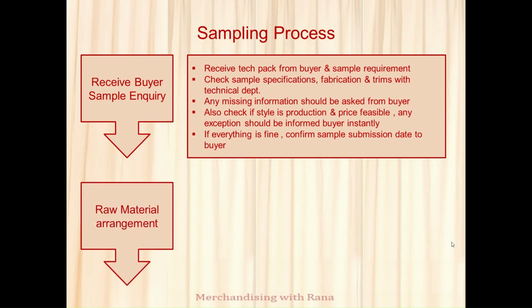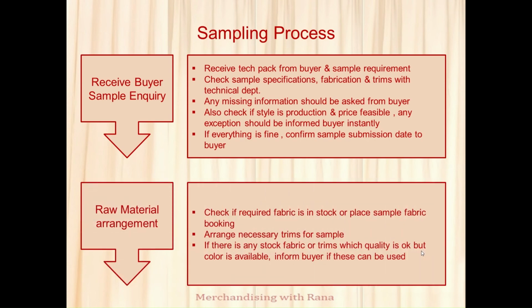Then raw material arrangement. You have to check in your store whether any fabric or trims is available in your stock or not. If not, then you have to place sample fabric booking. Also, you have to arrange the necessary trims for your sample. If there is any stock in your store, or maybe the color is not actual, you have to inform your buyer whether it can be used or not.